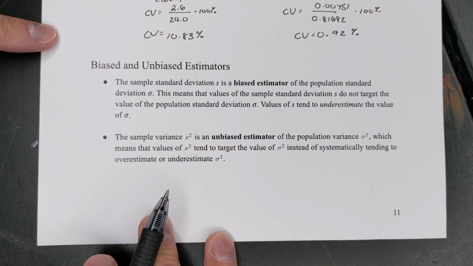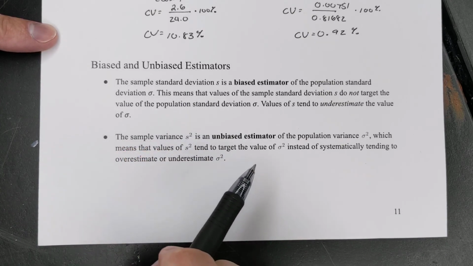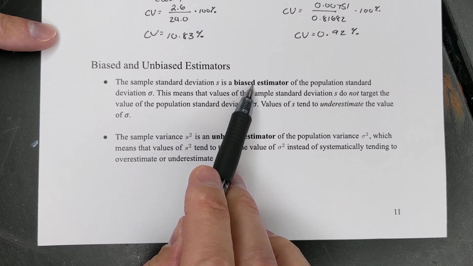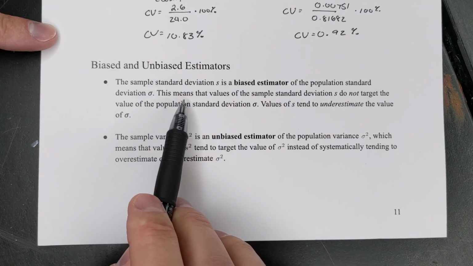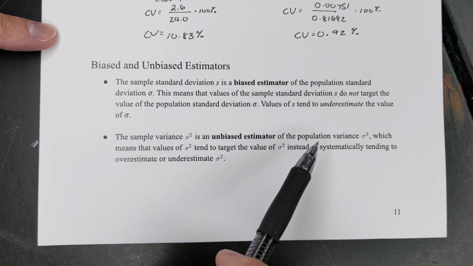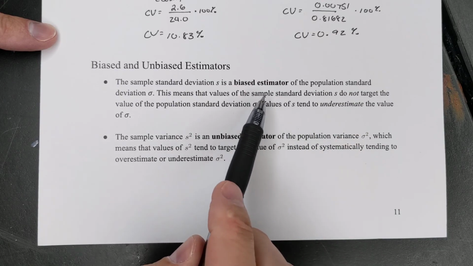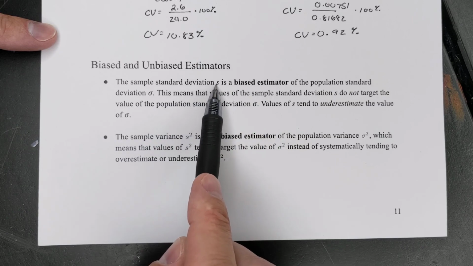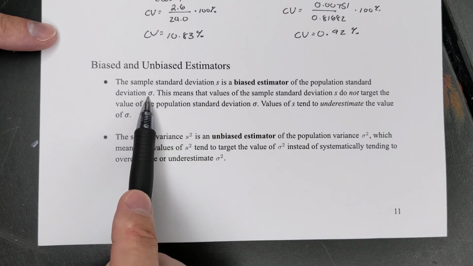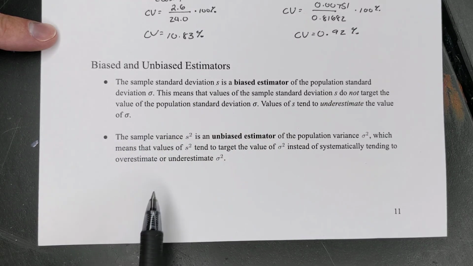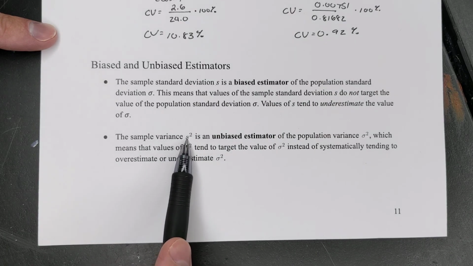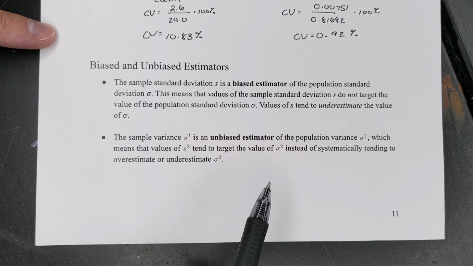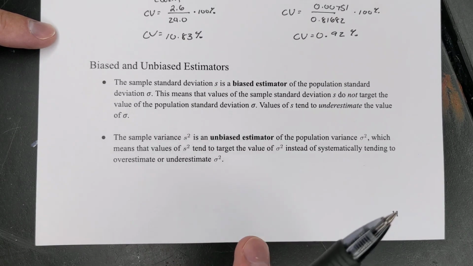And to wrap it all up, we've got the discussion of biased and unbiased estimators. A biased estimator does not tell you very much about the actual population from the sample, or doesn't estimate it well. Standard deviation is a biased estimator. The value of S for a sample does not give you a good estimate of sigma of the population. The variance is unbiased. Variance S squared will give you a good estimate of sigma squared for the entire population. And that wraps this section up.